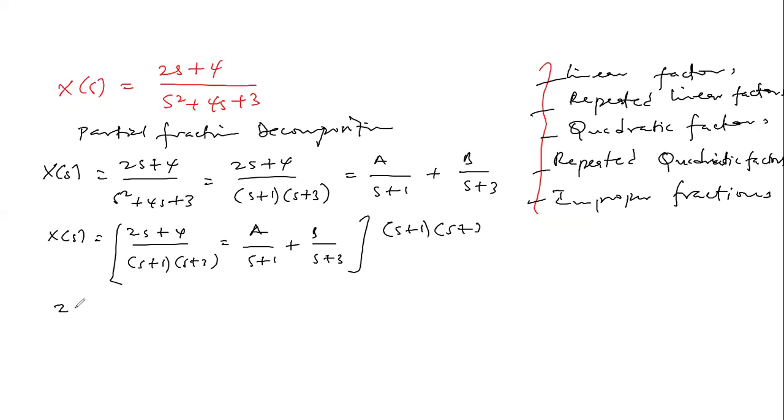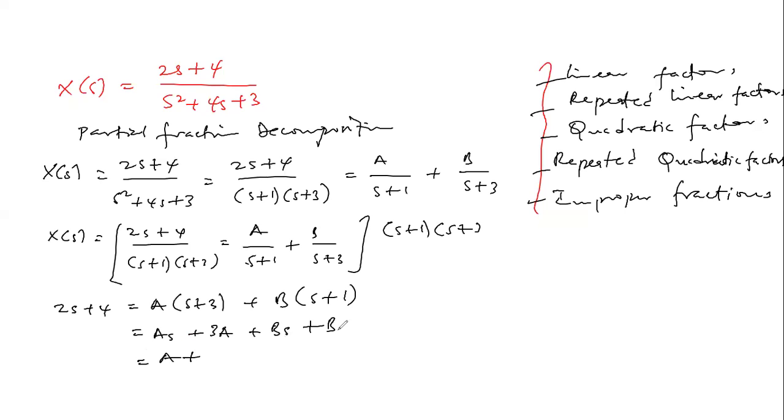So this will multiply through, and 2s+4 will be the same as A(s+3) + B(s+1), right? So we have decomposed that. Then we could expand this such that we now have As + 3A + Bs + B. So this gives us (A+B)s, then the constant will be 3A + B. So we can now resolve this into simultaneous equations. This is 2s+4, right? So for the coefficient of s, A + B is equal to 2. Then for the constant, 3A + B is equal to 4, right? Yes, 3A + B is equal to 4.